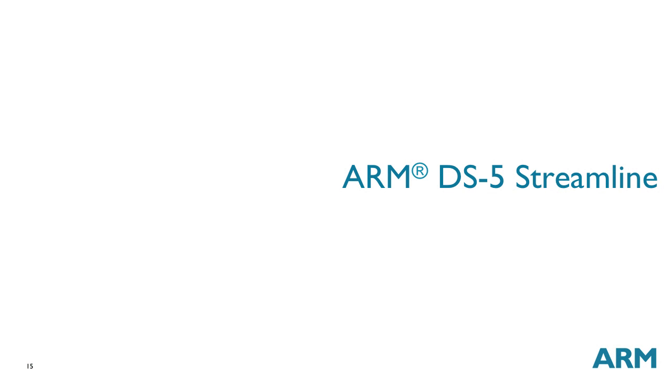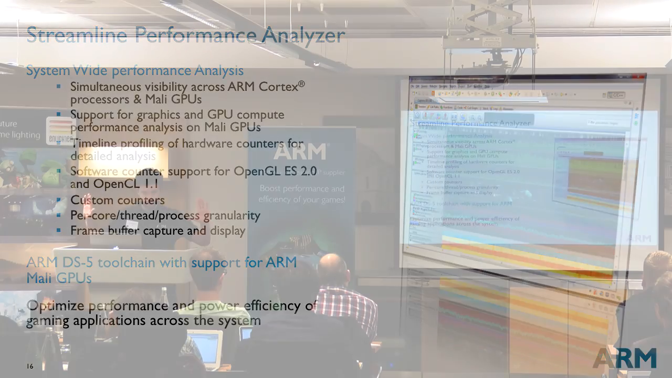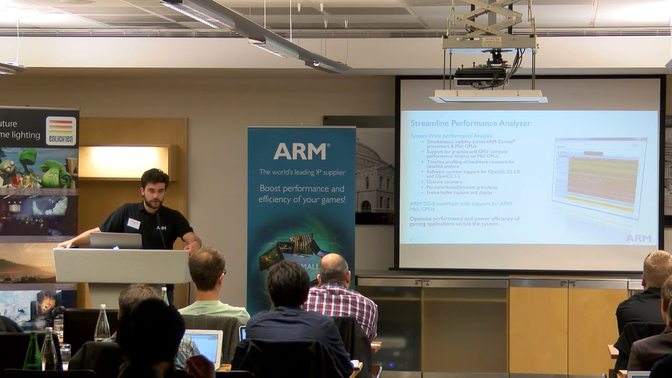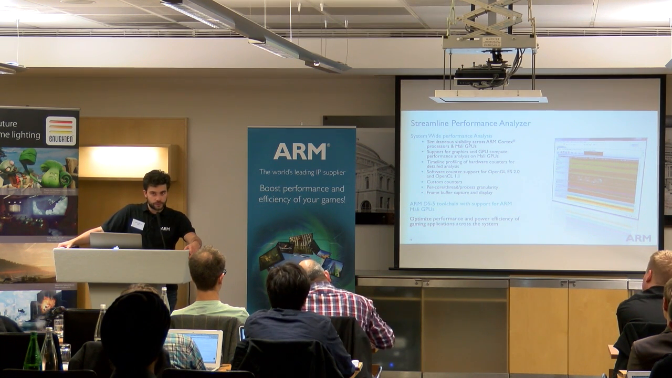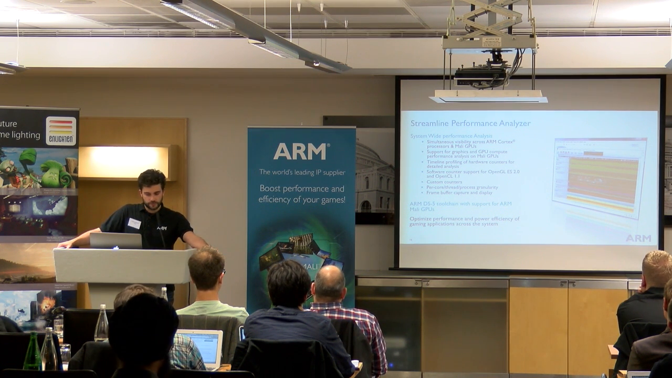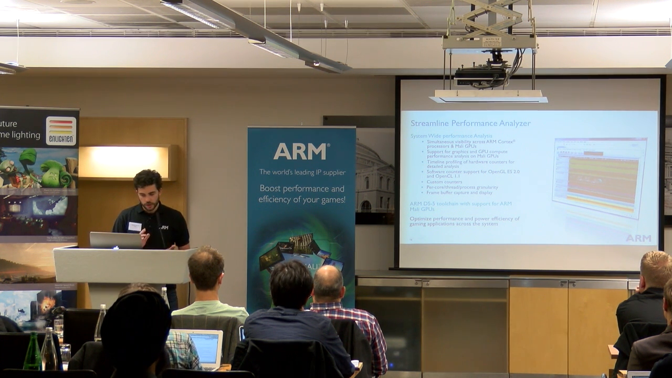At this point, I'm going to talk a little bit more in detail about the tools that I have introduced, starting from DS5 Streamline. So this tool has got a timeline showing hardware counters, software counters, and events. The hardware counters come from the ARM Cortex CPUs, and for example, they can be the number of cycles, the number of cache misses, how the pipeline is behaving, and you can even correlate CPU counters to the source code. I'm going to show you a demo later.